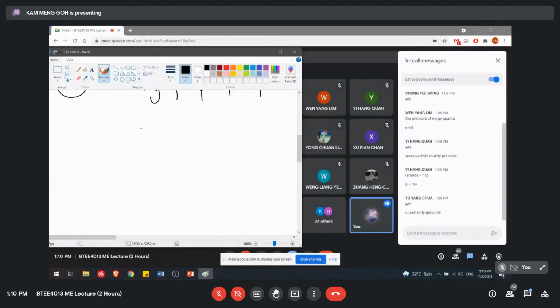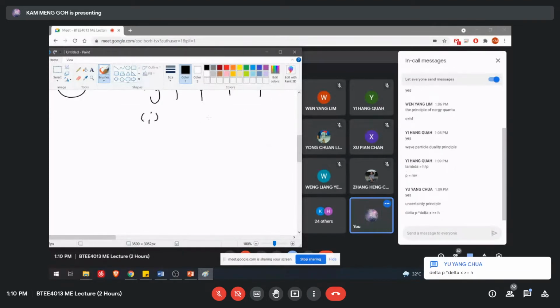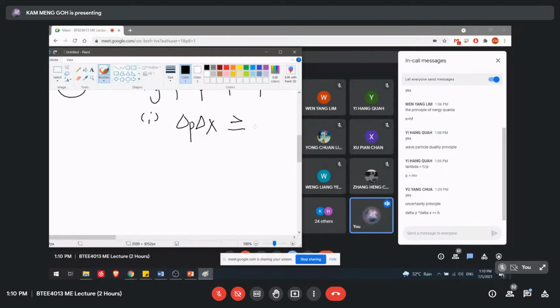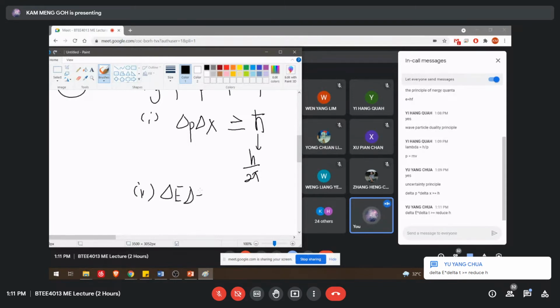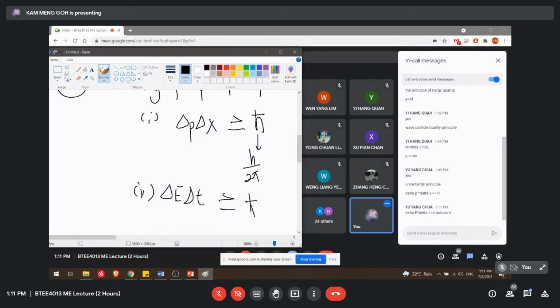So tell me the first one. Yep, delta p and delta x is more than or equal to reduced Planck constant, which is the Planck constant divided by 2 pi. What about the second one? Yep, delta E and delta t is more than or equal to reduced h. Okay, don't forget, we always deal with the reduced h.